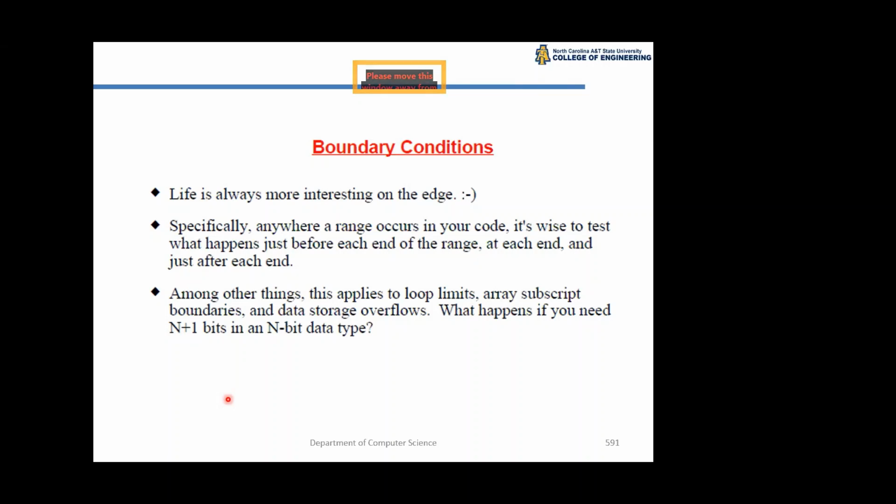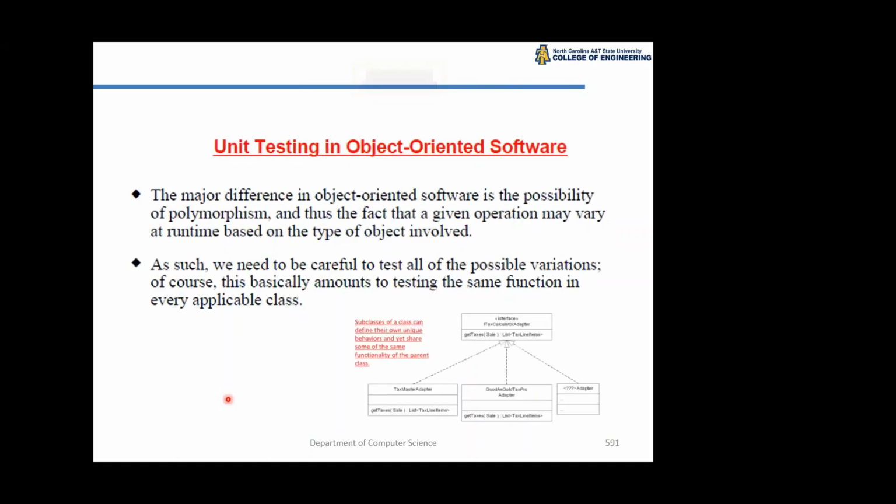So if the range is n, then what's happening at n minus 1 or at n plus 1? This also applies to loop limits, like array subscript or data storage overflow. For example, what may happen if you need to have n plus 1 bits in an n bit data type? So the boundary conditions try to check the range. It's not only what's happening at each end, just before the end and after the end. You need to check all these things.